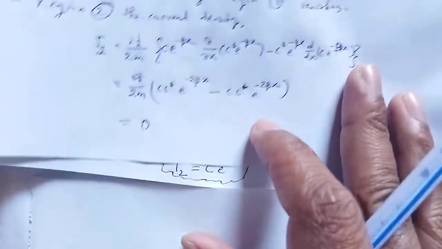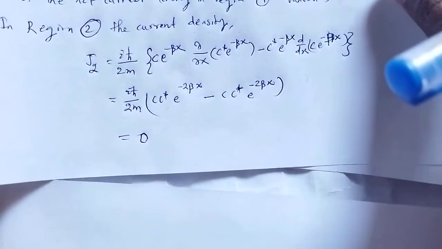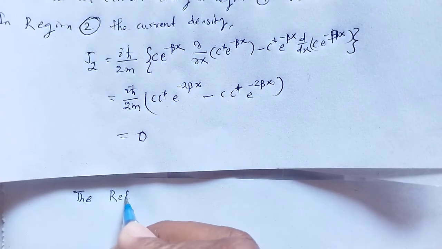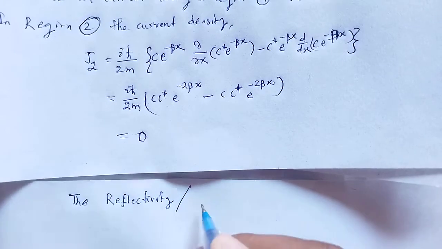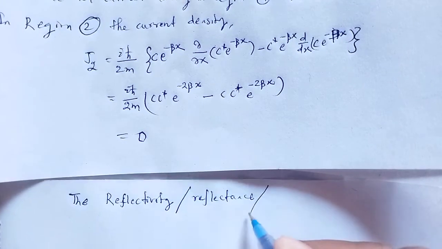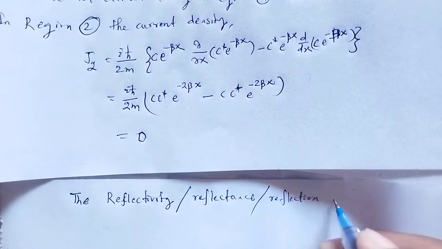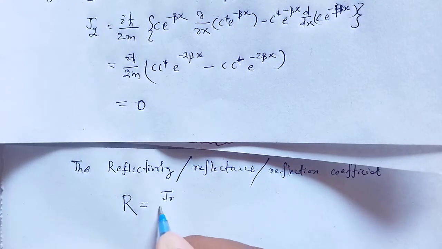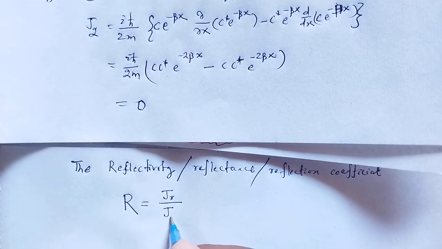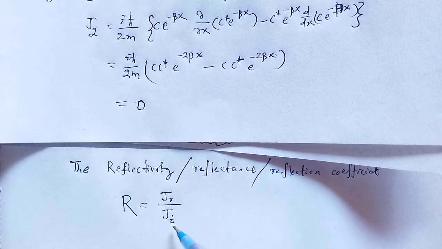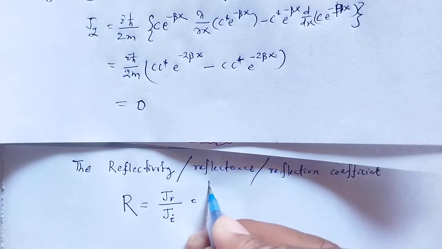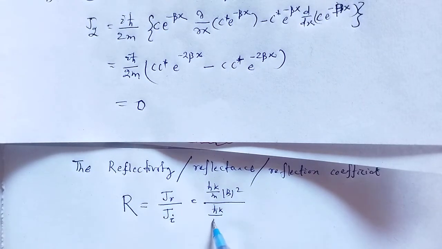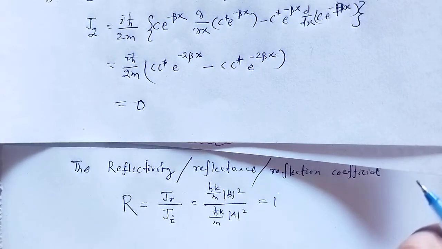So, what should be the reflectivity or reflectance or reflection coefficient? Then the reflectivity or reflectance or reflection coefficient R is equal to J_R divided by J_I, reflection current density to that of incident, is equal to ħk by m magnitude of B square divided by ħk by m magnitude of A square, is equal to 1.